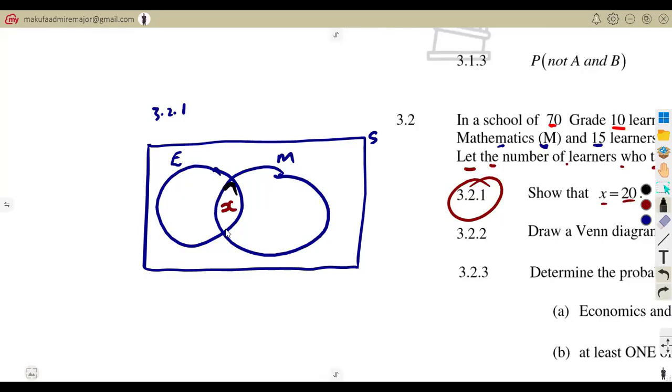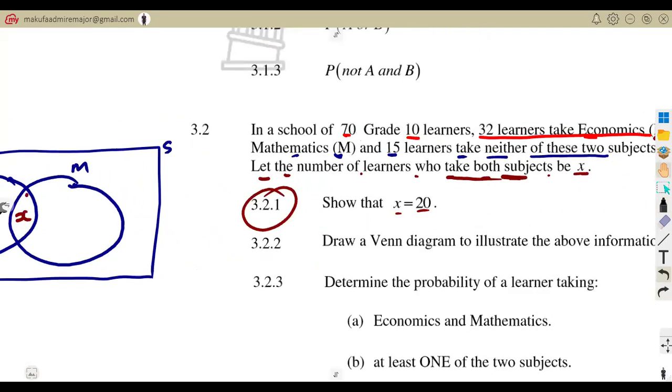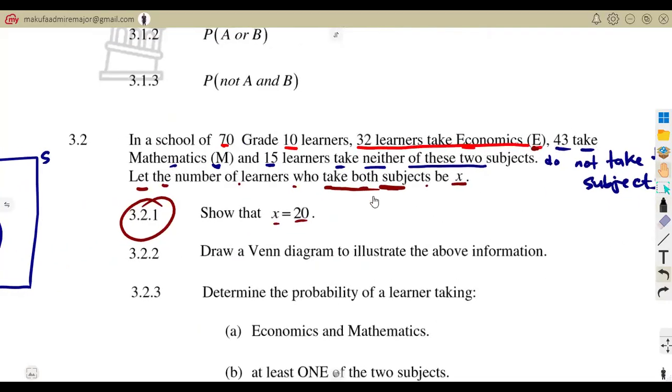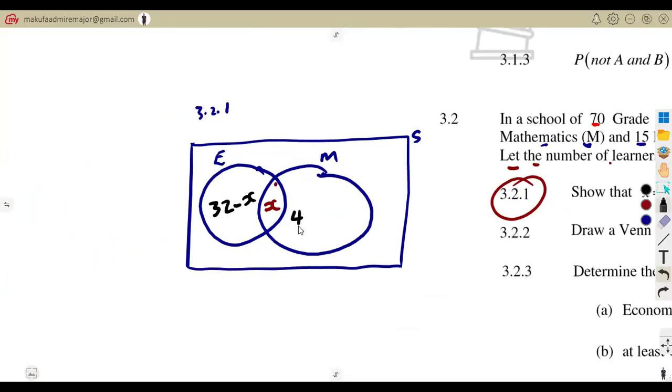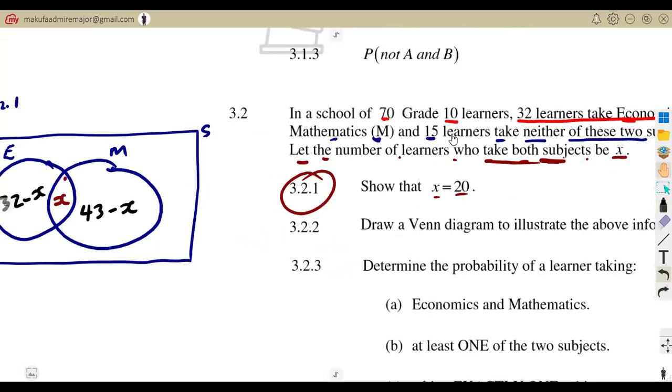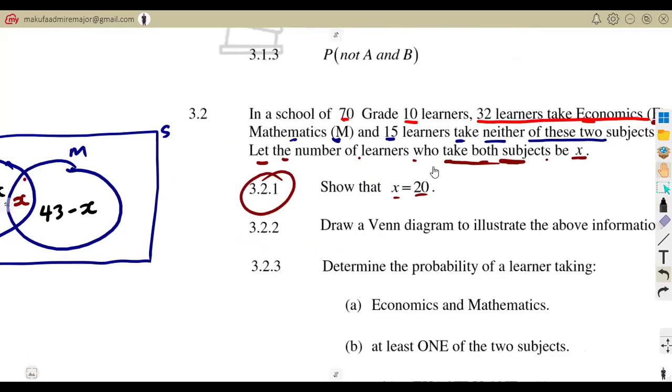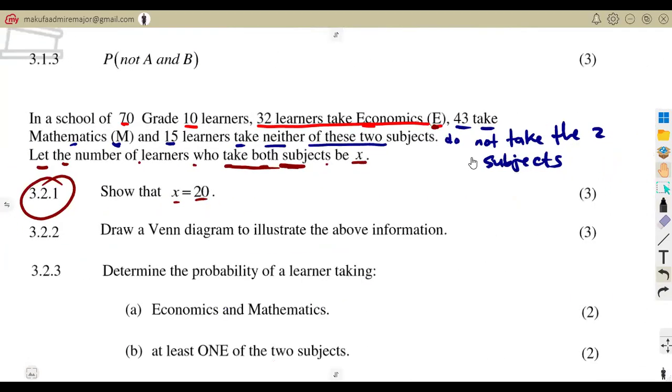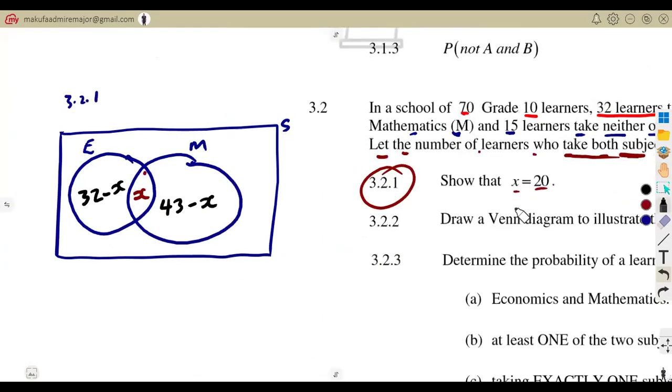How do you get rid of these X? We subtract 32 minus X. Same thing with the mathematics here. We are told that how many learners take mathematics? 43. They take mathematics. So many say this will be 43 minus X, because the whole of this is 43. But to find those taking maths only, you must remove X. And remember, I told you there are those 15 that take neither. They do not take any of these two subjects. There are 15, so you write them outside.